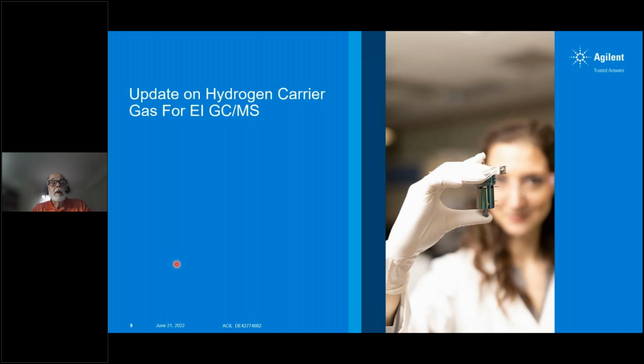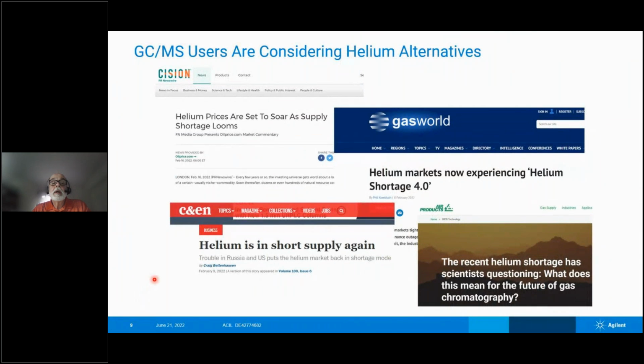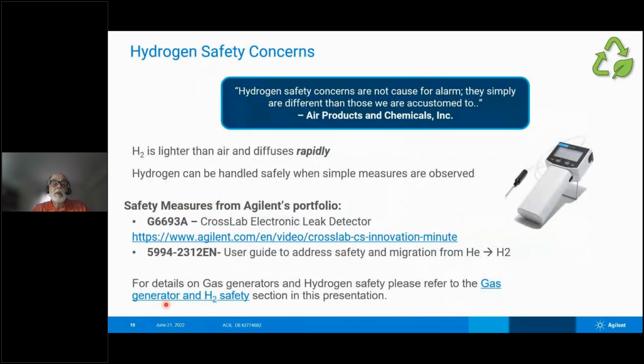So now I'd like to get into a longer discussion of hydrogen carrier gas for EI GC-MS. So as you've probably seen, there's yet another shortage of helium now, where not only has the price gone up, but in some cases, people aren't getting helium shipped to them, which can be a real big problem for GC-MS. And so people are considering alternatives to helium. And really, there's only one logical carrier gas, and that's hydrogen.